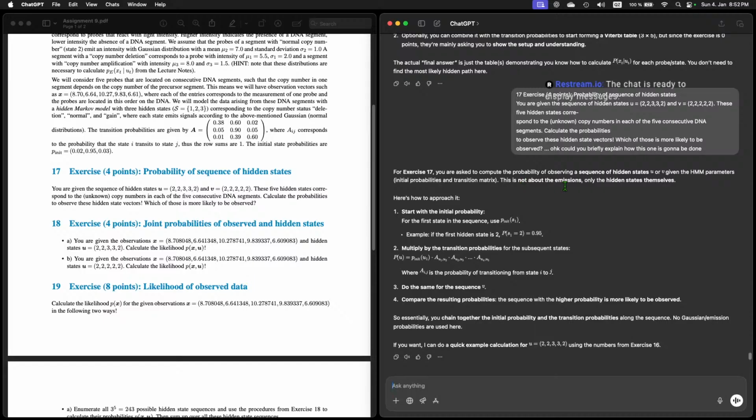You're asked to compute the probability of observing a sequence of hidden states U or V given the HMM parameters, initial probabilities, and transition matrix. This is not about the emission, only the hidden states themselves. Start with the initial probability.